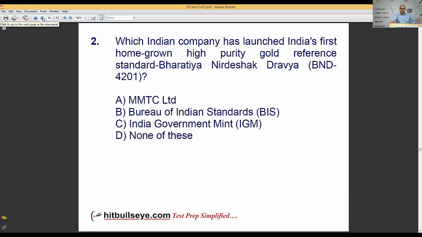Next, which Indian company has launched India's first homegrown high purity gold reference standard, Bharatiya Nirdeshak Dravya BND 4201? Answer in this case is the India Government Mint. Again, these are purely fact-based questions. Most of the GK questions you would find are purely fact-based. If you've read them, you'll be able to answer them. If you haven't gone through it, it'll be tough. Okay, moving on. Let's pick up the pace a bit.